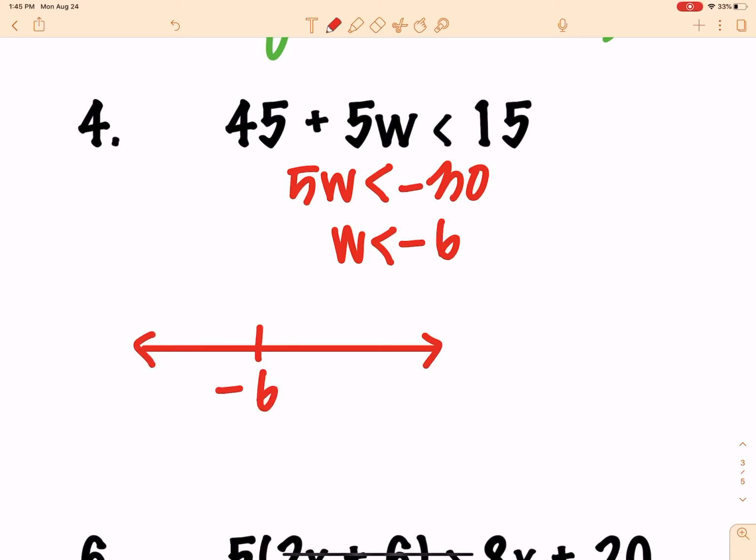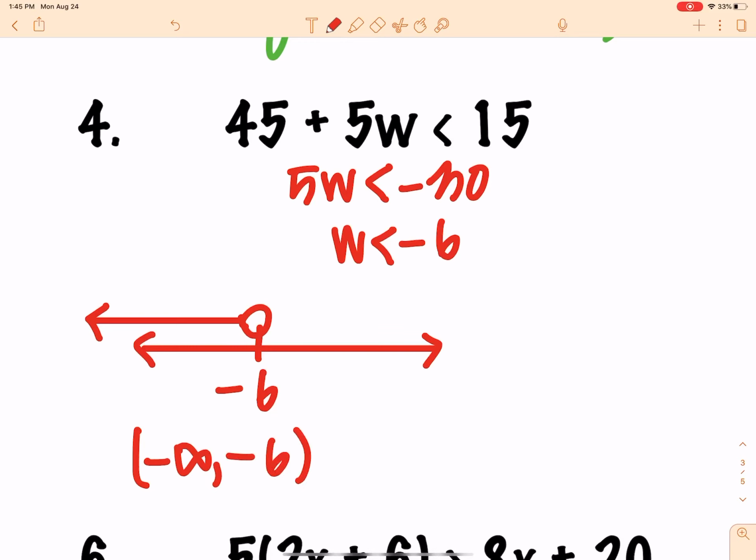So we have negative 6. It's going to be an open circle to the left. All the numbers less than negative 6. So going from left to right, my interval notation would be negative infinity to negative 6, parentheses.